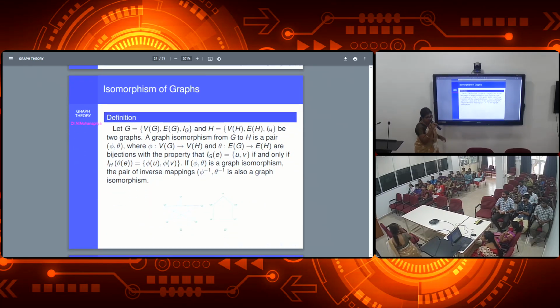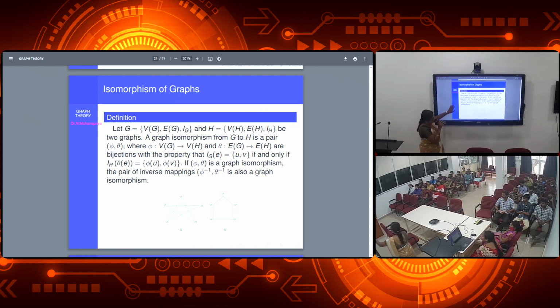Then isomorphism. Like an isomorphism of a function, the isomorphism of graphs is defined by considering two graphs. Both graphs should preserve adjacency. That means here we have 5 vertices, and the second graph should also have 5 vertices. In this graph, if V1 and V2 are adjacent, in the next graph also V1 and V2 should be adjacent. So adjacency is preserved in the two graphs. Then the graphs are said to be isomorphic.